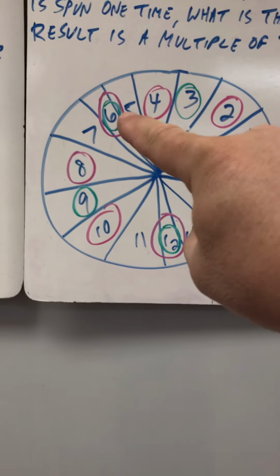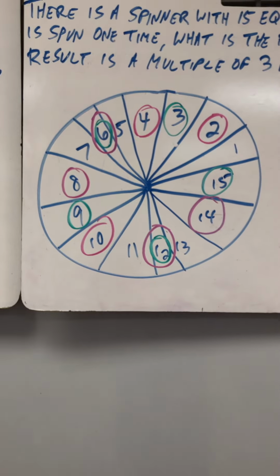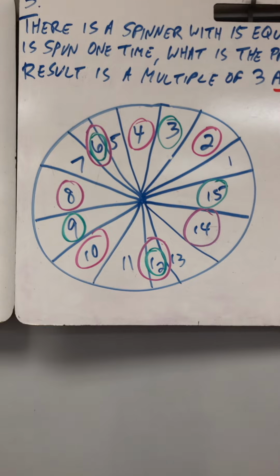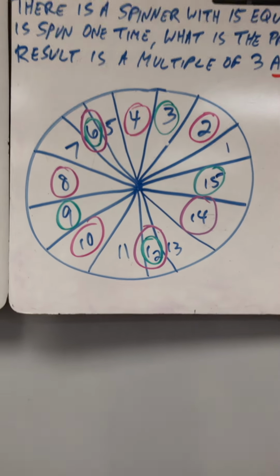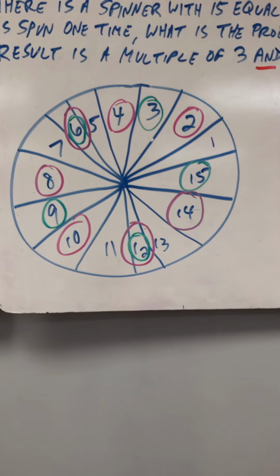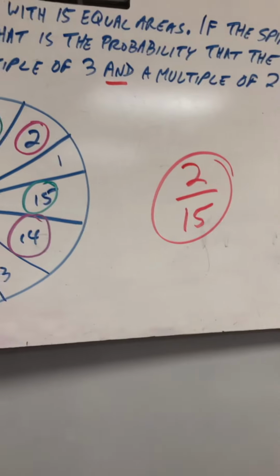Well, you got 1, 2. Okay, because they have to be both. Can't just be one or the other. That's the difference between "and" and "or". All right? "And" means it has to be both. "Or" means it can be one or the other. So how many is it? It's 2 out of 15.